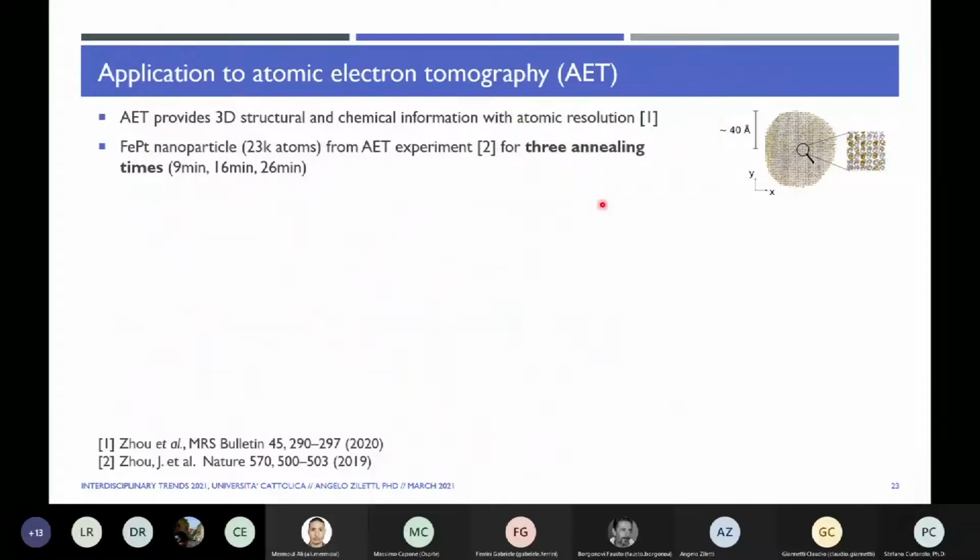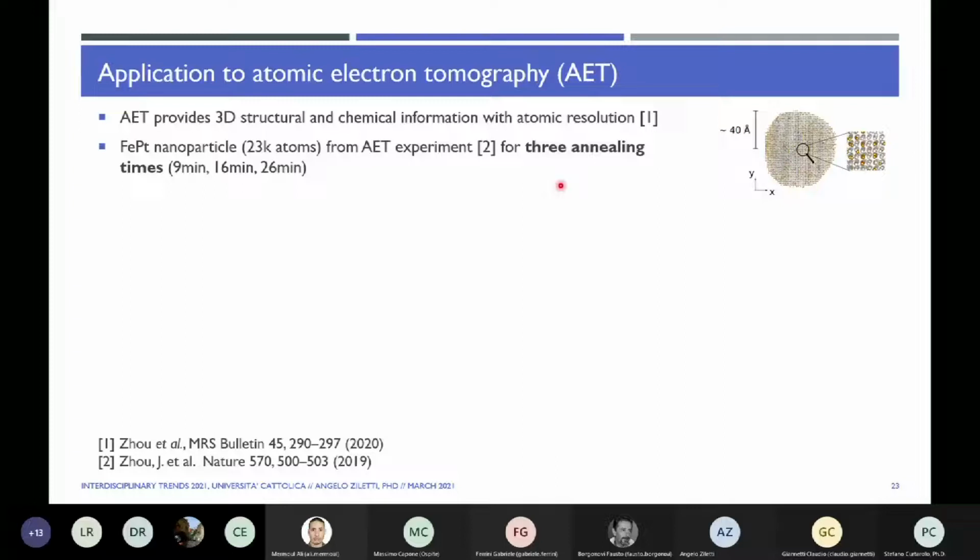And then what we also did, we applied this to electron tomography. Atomic electron tomography is a new technique that is able to give you 3D structure and chemical information with atomic resolution in some systems. So what we do, we take the structure from the repository, from this work in Nature, and we have an iron platinum nanoparticle with 23,000 atoms with 3 different annealing times.